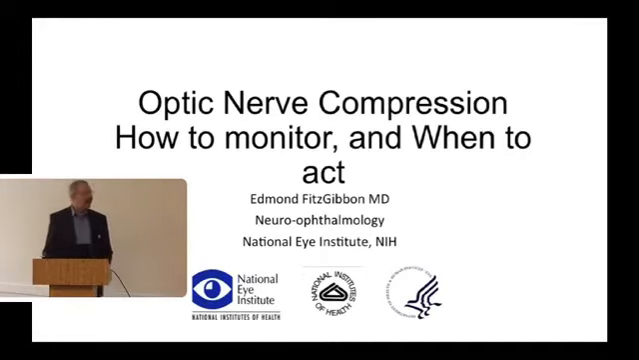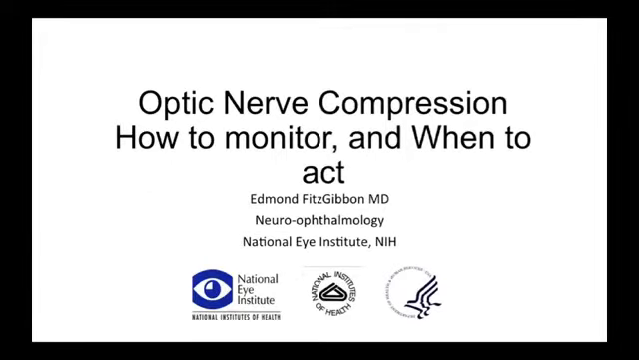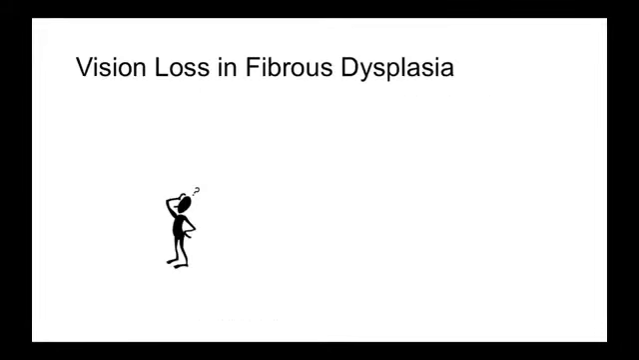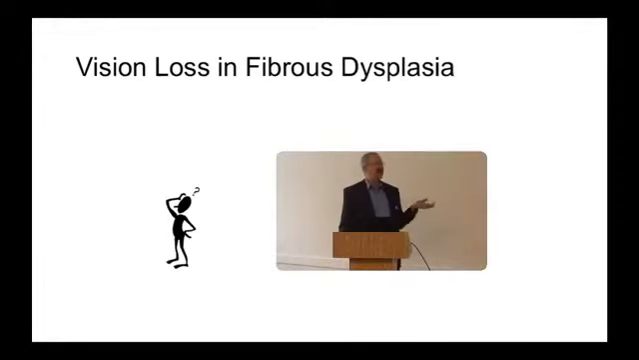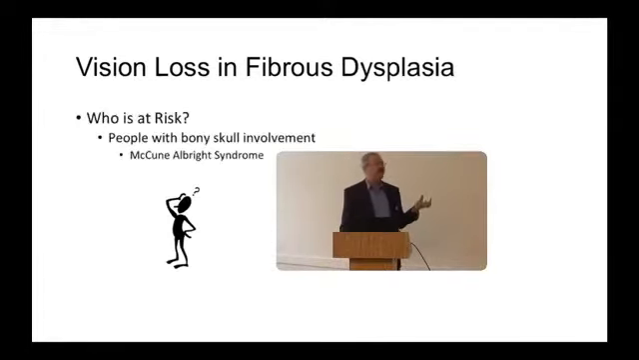Both Dr. Burke and Dr. Lee set me up for this, and pretty much you've heard the bottom line. Vision loss in fibrous dysplasia is only going to happen if you have craniofacial involvement, if you have bones in your skull involved. And most of those people, of course, will be McCune-Albright syndrome. And then the question is why, and the why is because of the bone, of course.